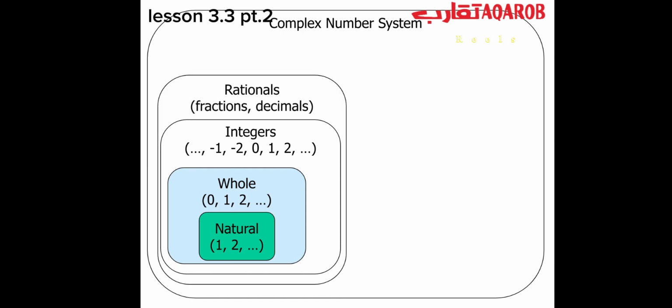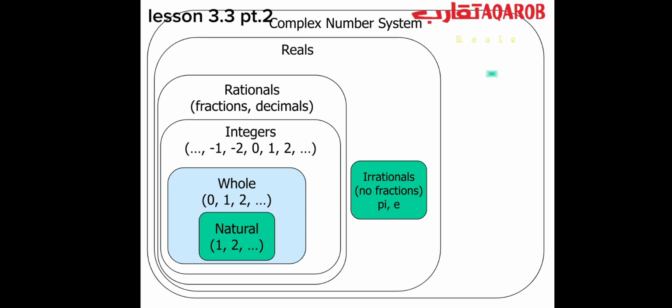All of them are included in the set which I call the rationals, okay? That includes fractions and decimals and all of these sets of numbers. Now, I have irrational numbers, okay? Irrational numbers are numbers that never end, like pi, radical 2, radical 3, etc.